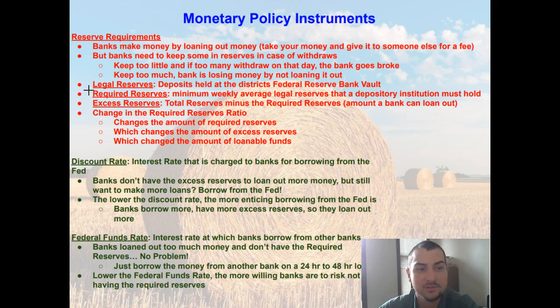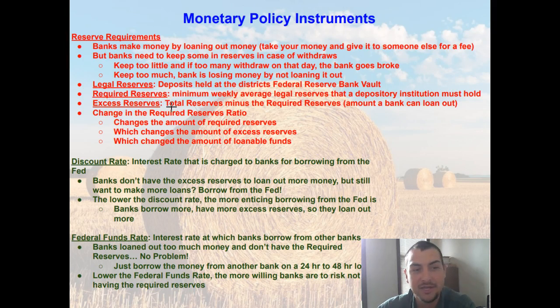So now we get into three legal terms. We have the legal reserves, and these are deposits that are held at the Federal Reserve Bank vault. Remember how we said that the Federal Reserve, the Fed, has all those district banks? Well, any money that's held at the district banks as deposited by these commercial banks, that's known as legal reserves. We also have required reserves. That's the minimum weekly average of legal reserves that a depository institution must hold. Basically, required reserves are how much this bank must keep on hand in case of withdrawals.